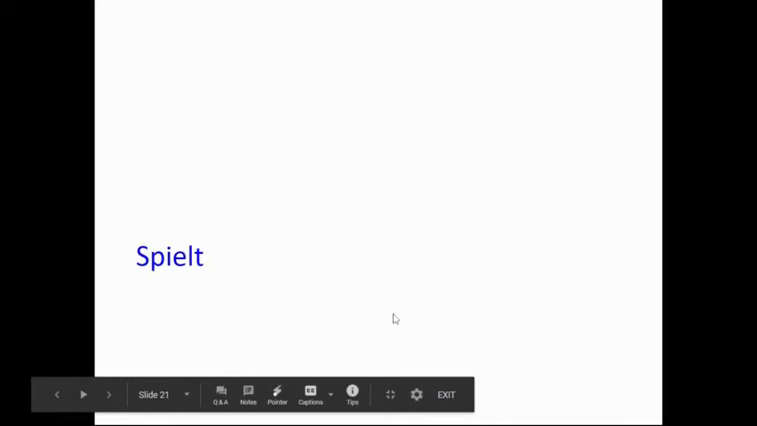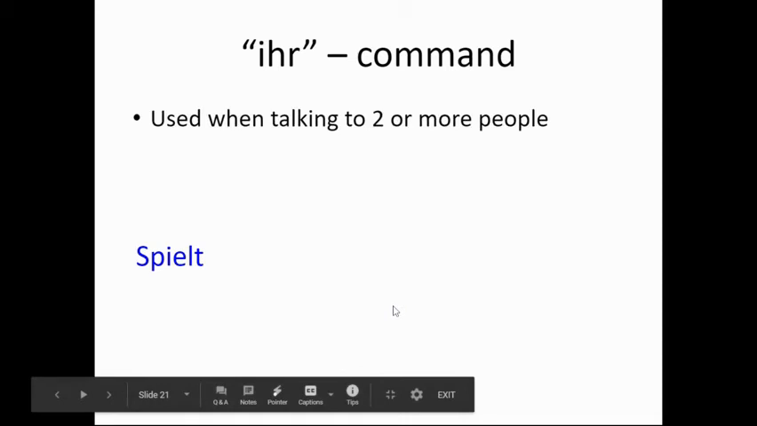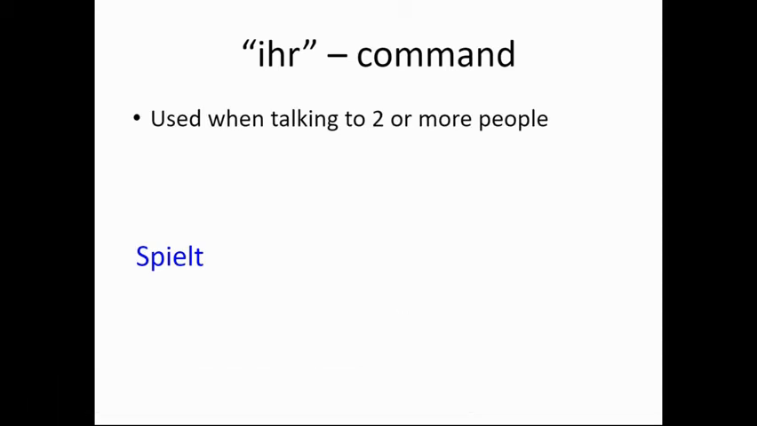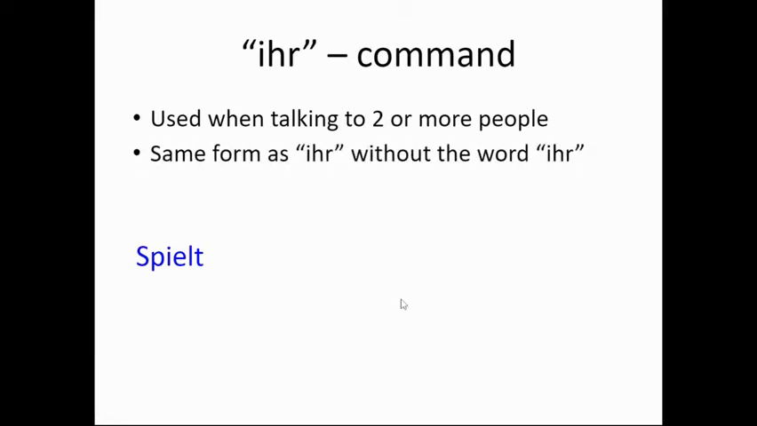All right, let's move on now to the ihr form. All right, so I use that if I'm talking to a group of people or talking to 2 people. I'm like, hey guys, clean your room, right? Talking to 2 people. So again, it has an exclamation mark, and it's basically formed by taking the verb down to the ihr form, but you just don't write in the subject ihr. It's implied. All right, so let's practice. If I was going to say, come over, the verb in German is rüberkommen.